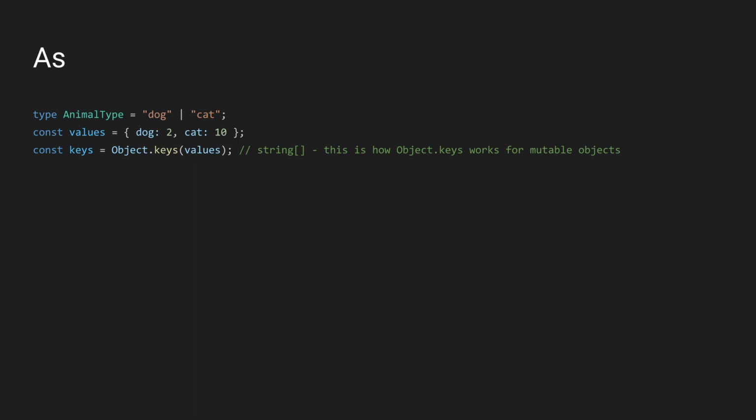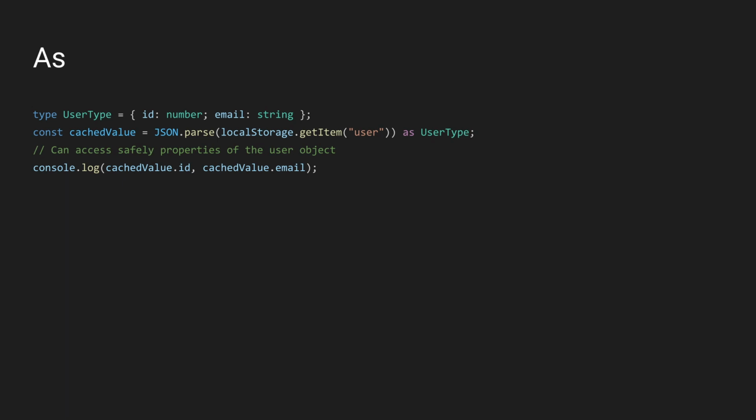This is sometimes useful when, from the code, we know that this specific variable has a stricter type than can be automatically detected. The example on the screen shows how it works. Object keys return by default an array of strings. Here we know that the keys can be more specific. To force this type, we are using as casting.